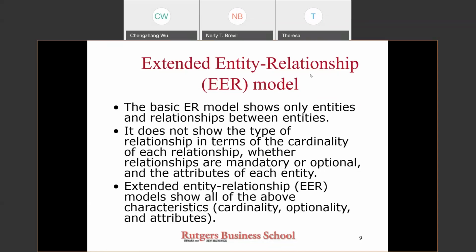So the basic ER diagram shows only entities and relationships between the entities, only entities and the relationships. But it doesn't show the type of relationship in terms of relationship cardinality. So now let's learn the extended version of ER diagram, that is, extended entity relationship model.